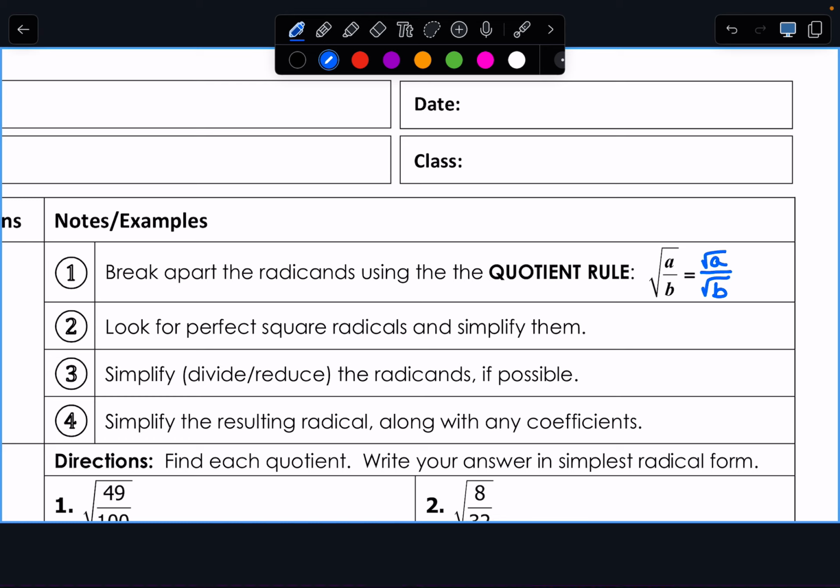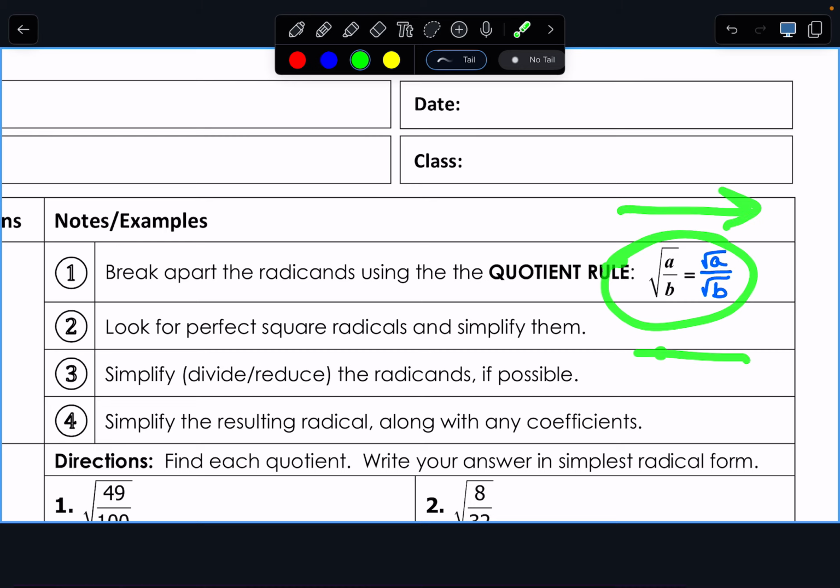So we want to be as simple as possible. We don't want a radical in the denominator, and we'll get to that more on page 13. But we're going to use this concept both forwards and backwards depending on what's going to help us the most.